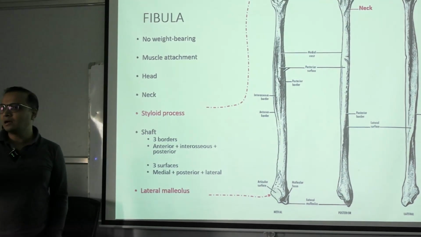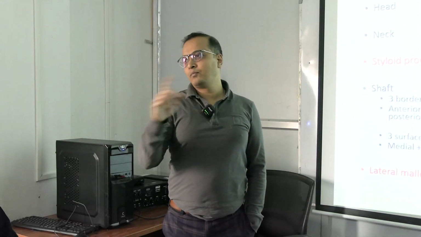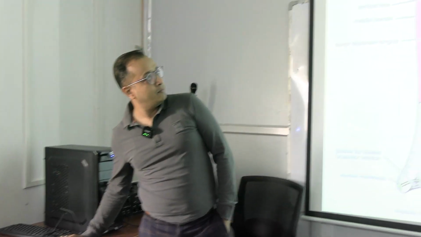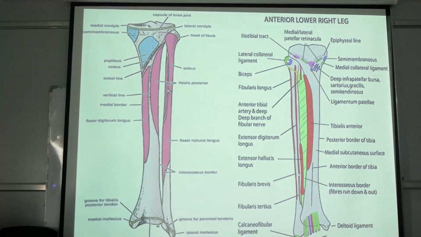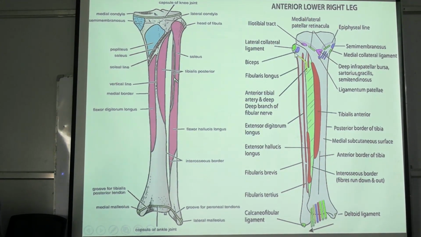Make sure we have the right side fibula and the left side fibula. Make sure you identify both of them, and once you identify both of them, identify the styloid process, the ligament attached to it, and then we have to identify this particular region under it.